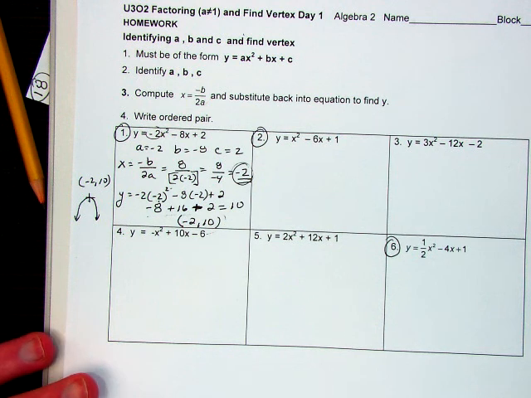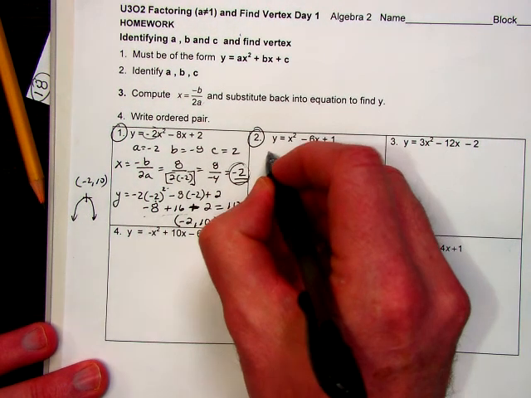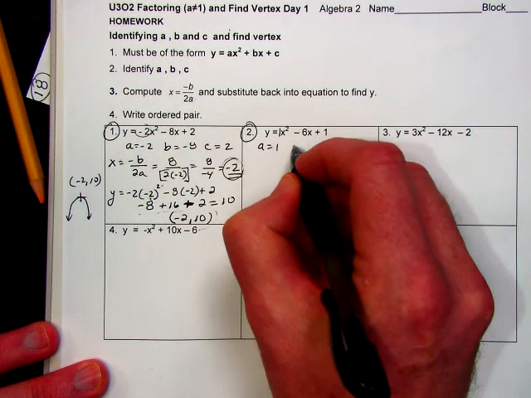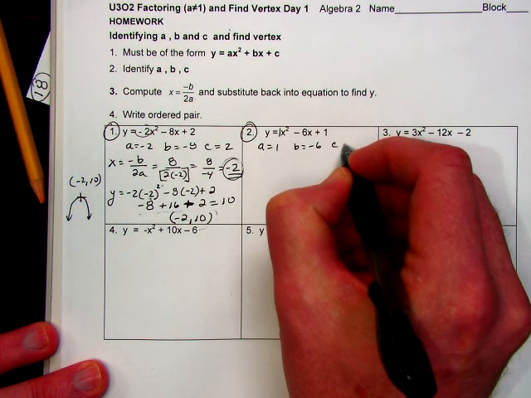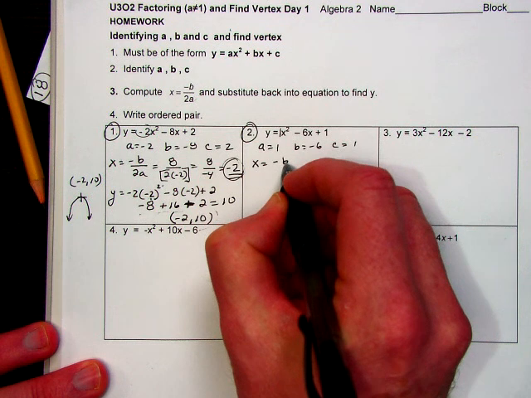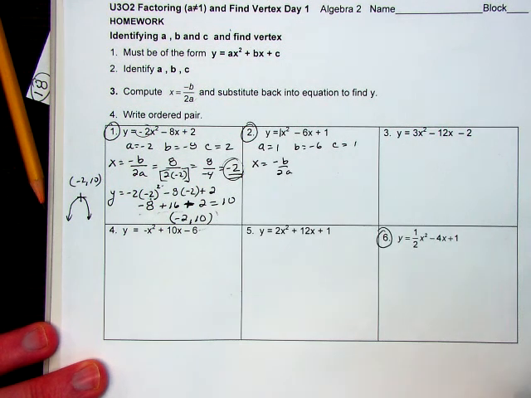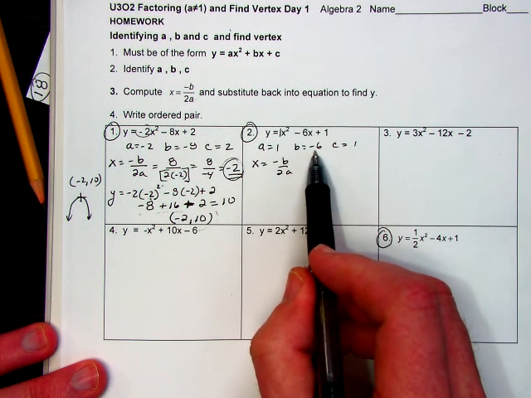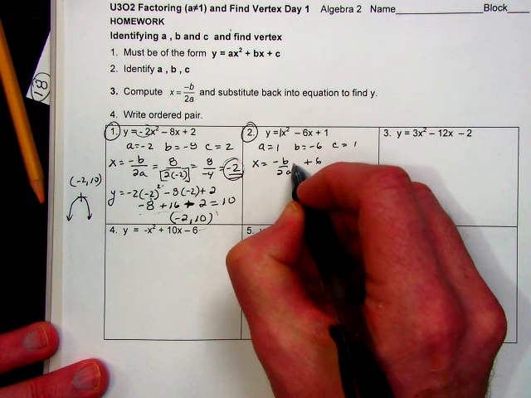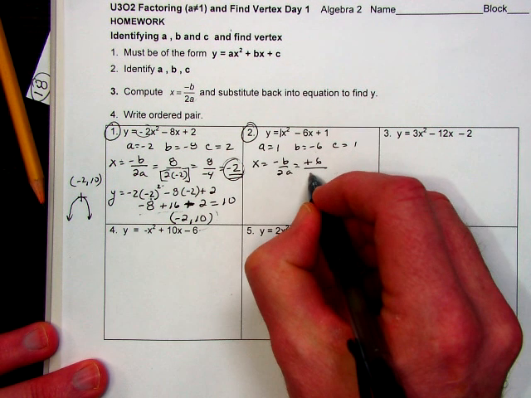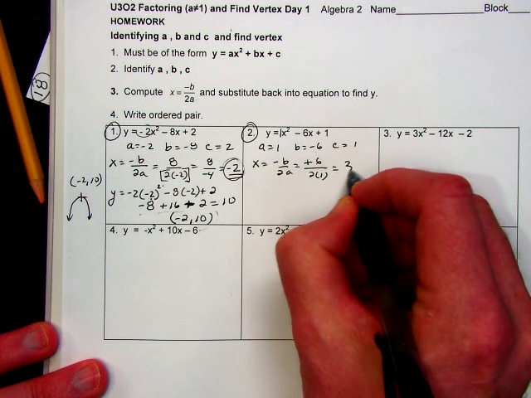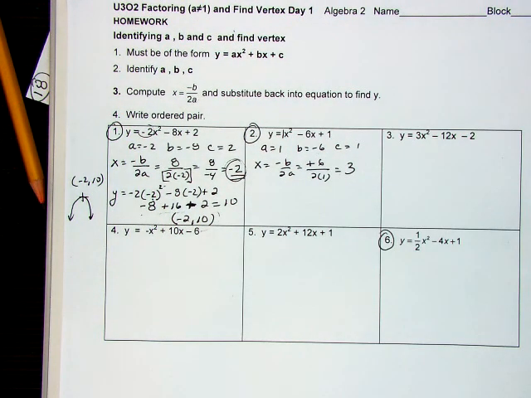All right, so on number 2, A is equal to 1, because there's a 1 in front of the x squared. B is -6. C is equal to 1. So I'm going to substitute into the opposite of B over 2A. All right, so B here is -6. The opposite of that is +6 over 2 times 1, which is really 6 over 2, which is 3. So the x-coordinate of my vertex is 3.